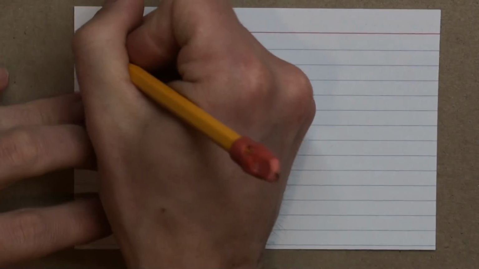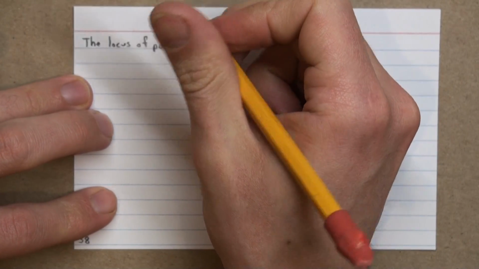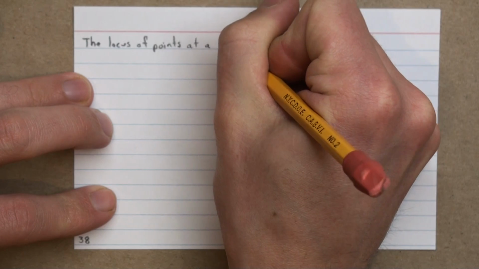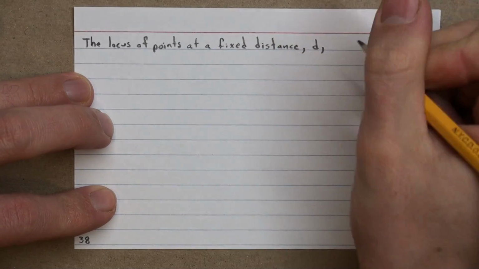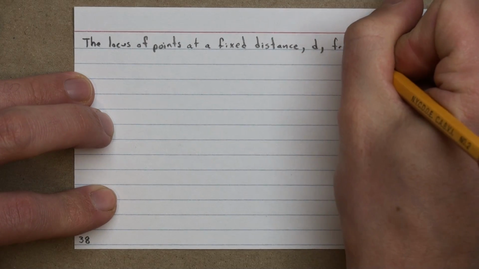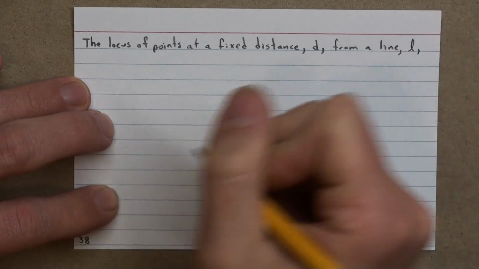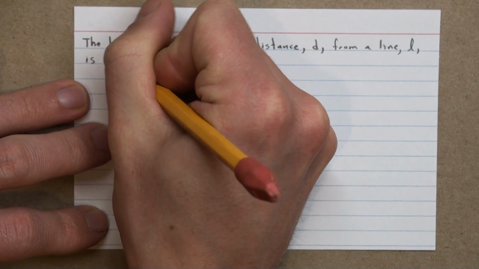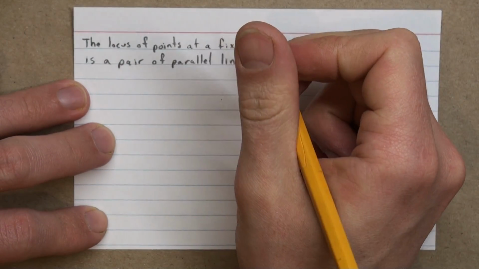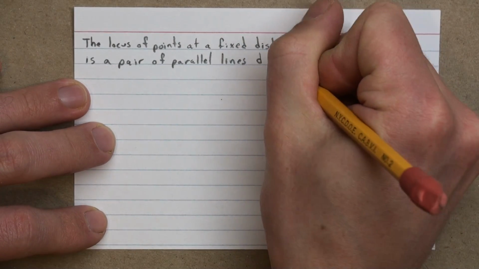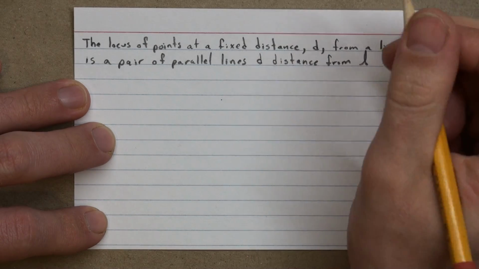The locus of points at a fixed distance, which again we'll call D, from a line, and we'll call this line L, is a pair of parallel lines D distance from L, and on either side of L.